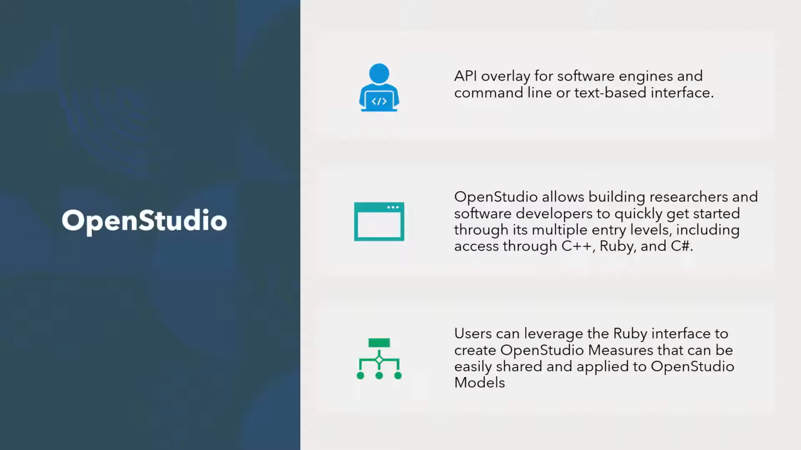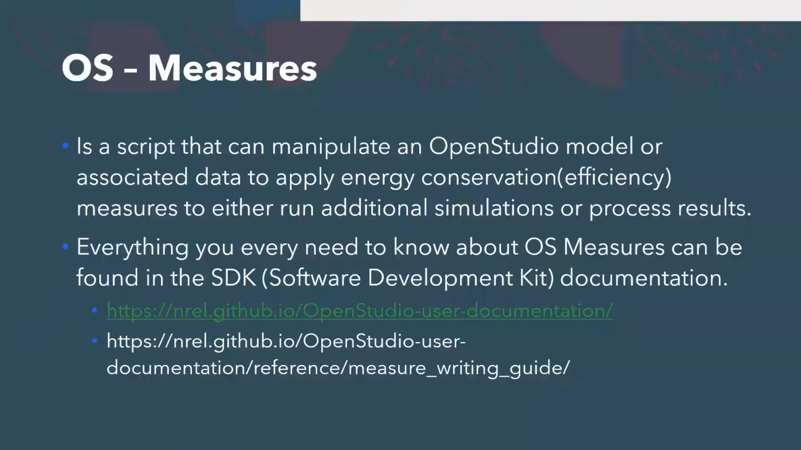So it's an API overlay for software engines and command line or text-based interface, particularly EnergyPlus, API being application programming interface. OpenStudio allows building researchers and software developers to quickly get started through multiple entry levels, including access through C++, Ruby, and C#. Users can leverage the Ruby interface to create OpenStudio measures that can be easily shared and applied to OpenStudio models.